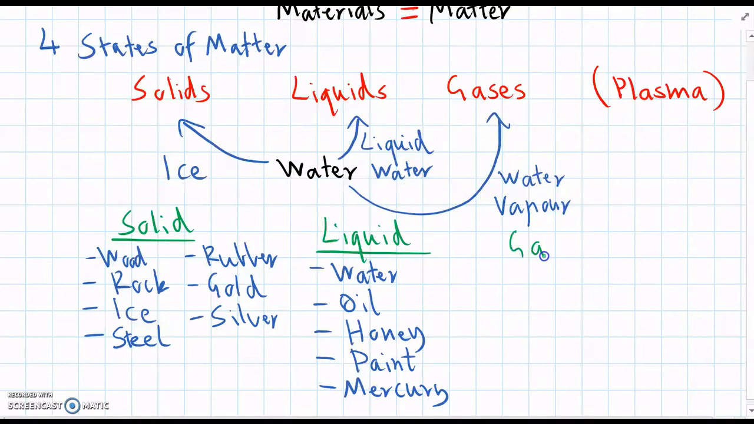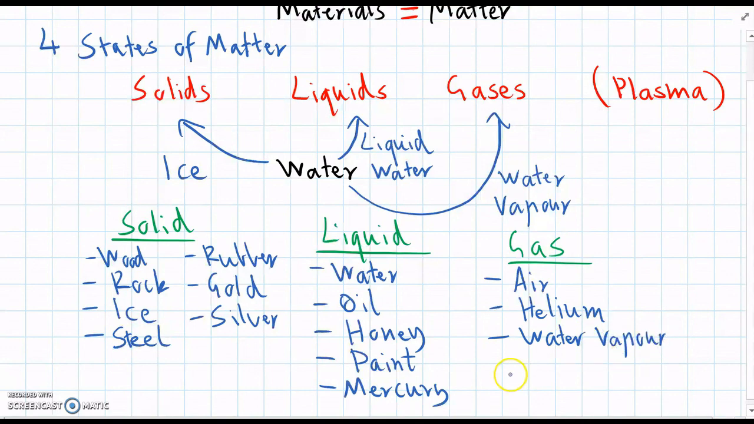And lastly, gas. Some materials that are gases, the most common one that we breathe every day is air. There's also helium is a gas. And we've mentioned water vapor. And some other gases that you see in signs, street signs that light up, is neon gas.